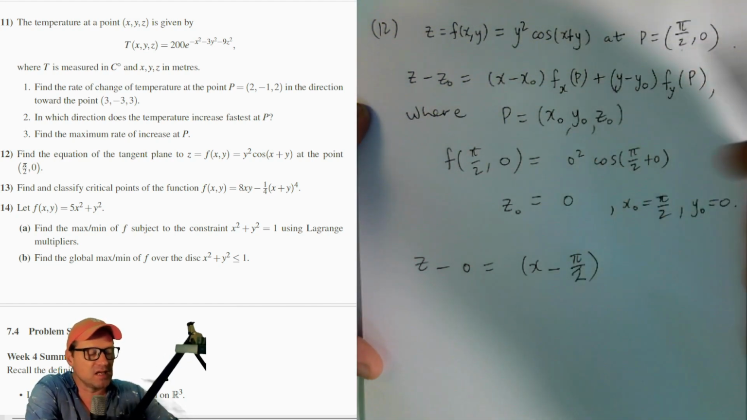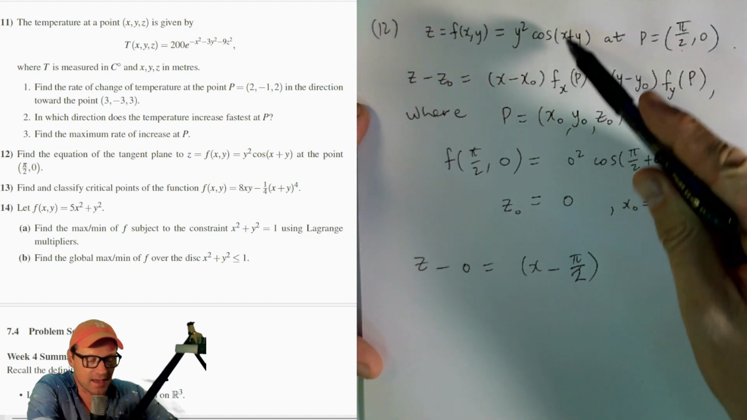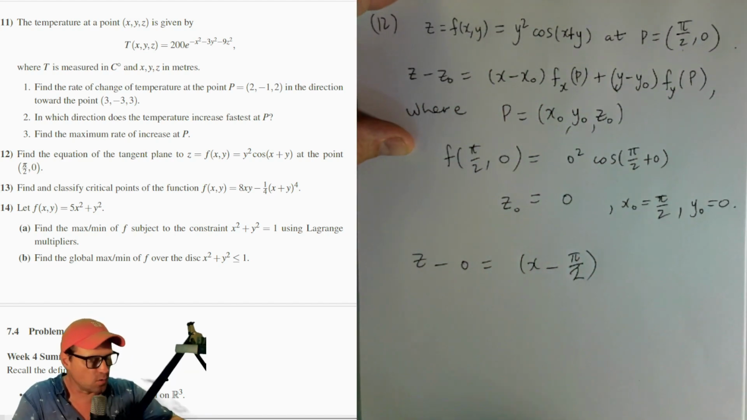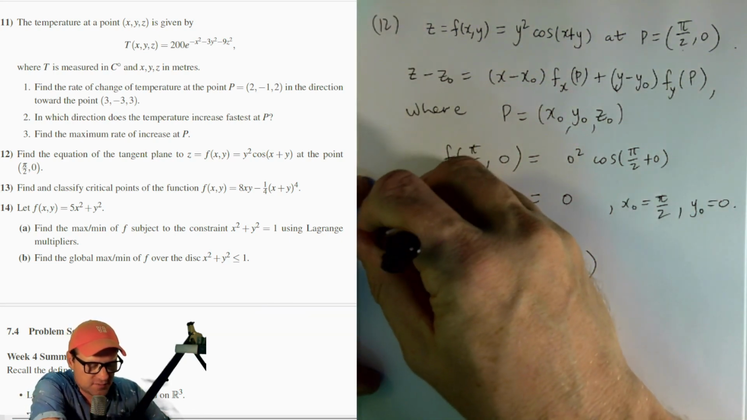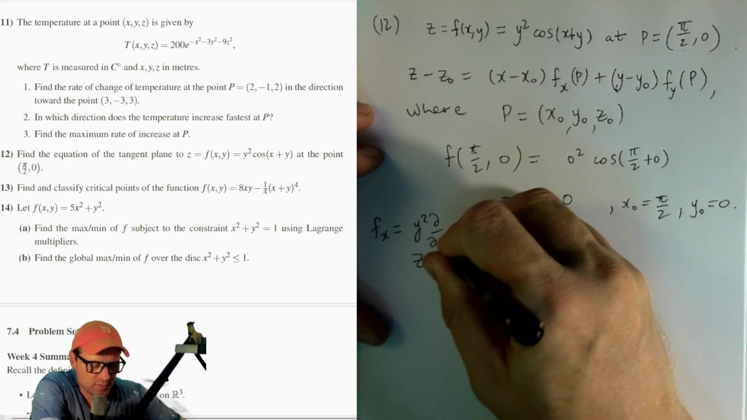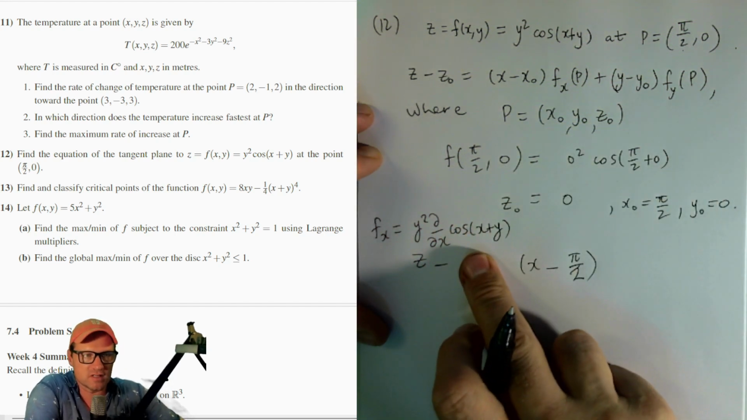at P. Well, we need to calculate the partial derivative of f with respect to x. So let's fit it in here. f subscript x is y squared times the partial derivative with respect to x of cos of (x + y). So we need the chain rule for this piece.